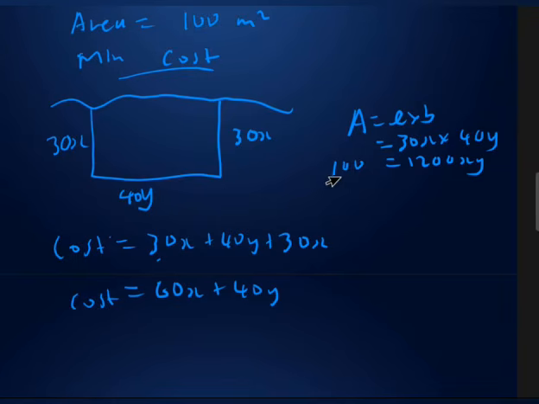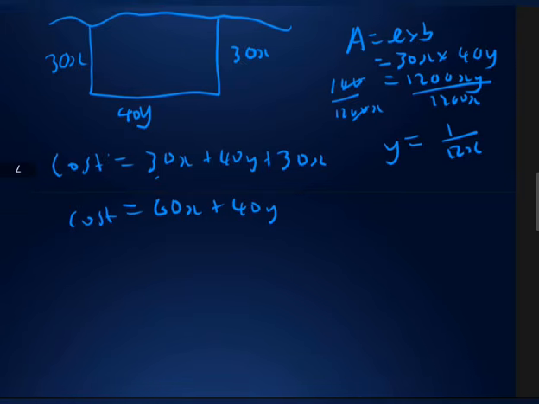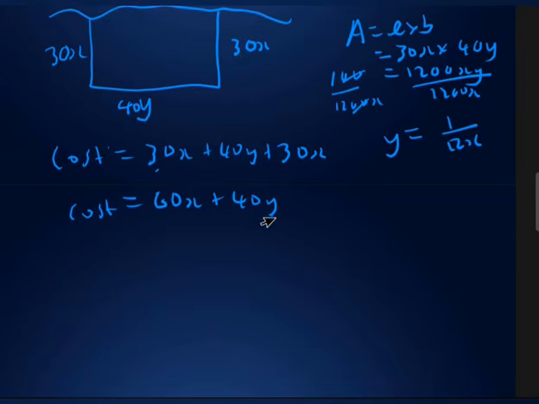So first of all, let me just simplify this stuff. Okay, fine, let's just make y the subject of the formula. So if I make y the subject of the formula, it means that I'm going to divide both sides by 1200x. So therefore, this will cancel this. So I'm going to be left with 1 over 12x. So that's y. Yeah, that is literally y. So now when I come to this formula, we can replace y with this stuff, right? So that we can now have one unknown.